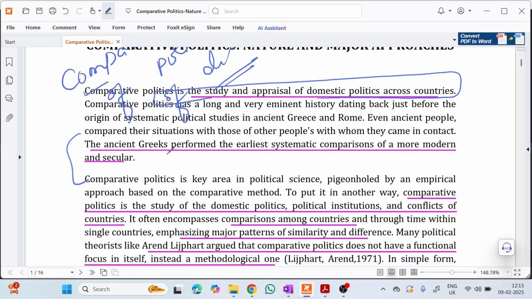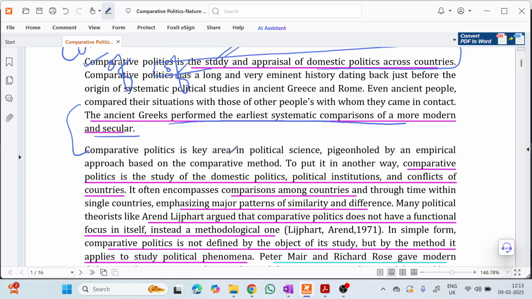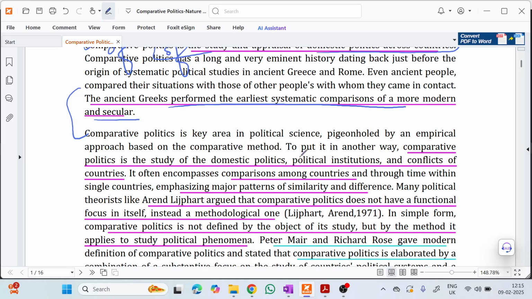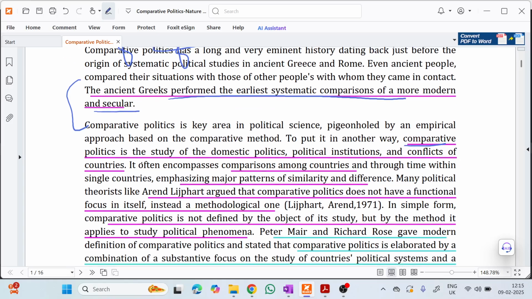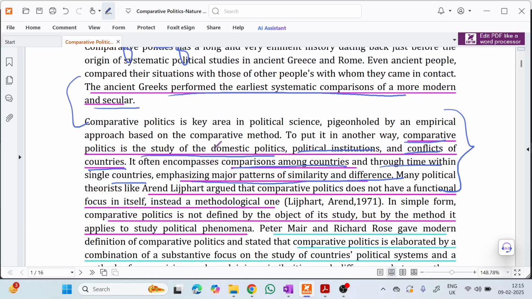The ancient Greeks performed the earliest systematic comparison of a more modern and secular polity. Comparative politics is the study of domestic politics, political institutions, and conflict of countries, and it often encompasses comparison among countries, through time, within single countries, emphasizing major patterns of similarity and difference. Here, one may ask the question: why is comparison necessary?